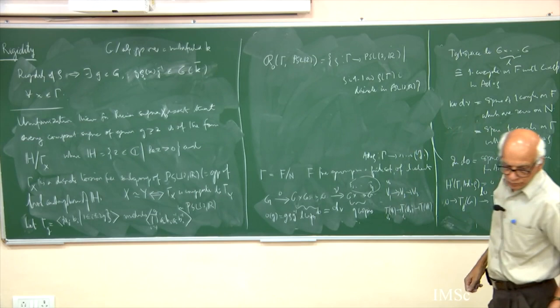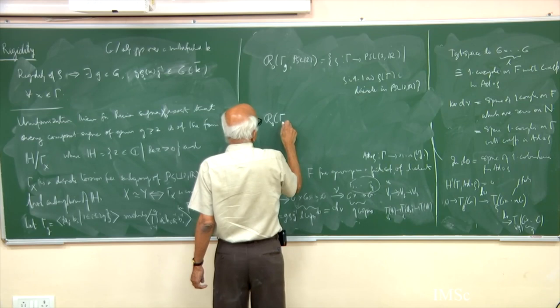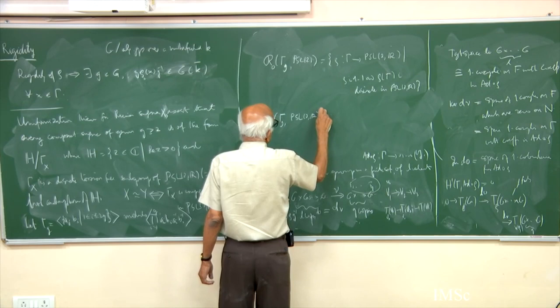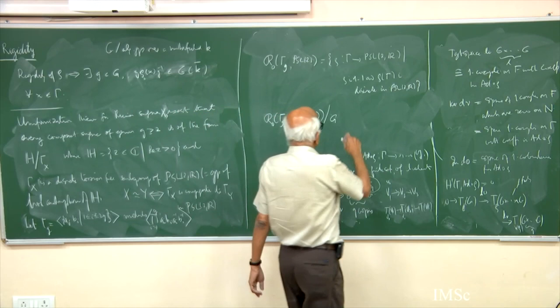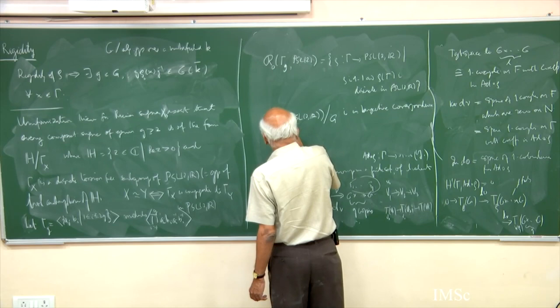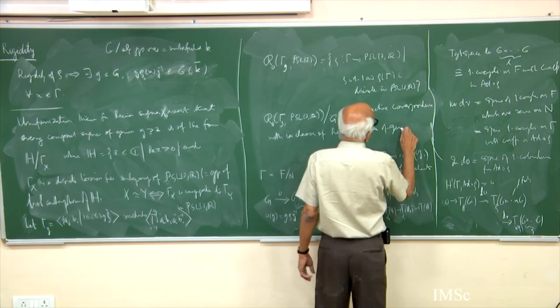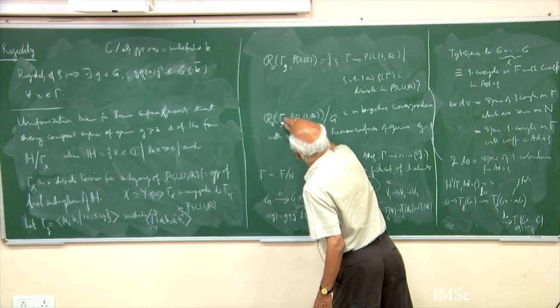Look at this set, then the uniformization theorem can be reformulated saying R(gamma_g, PSL2(R)) modulo inner conjugation by G, the quotient, is in bijective correspondence with isomorphism classes of Riemann surfaces of genus g. This is the upshot of what we have already discussed.